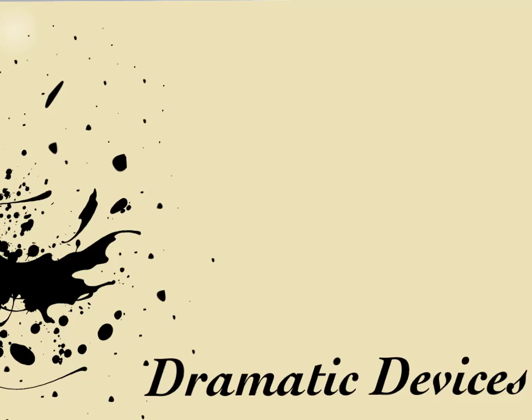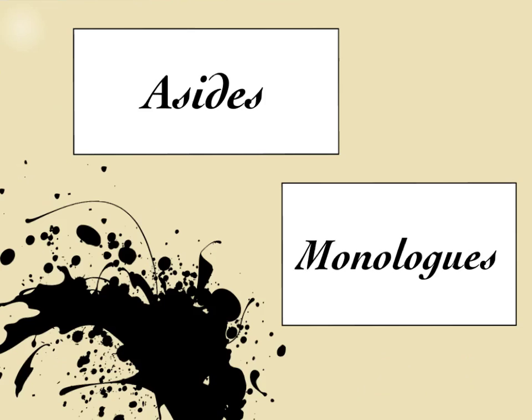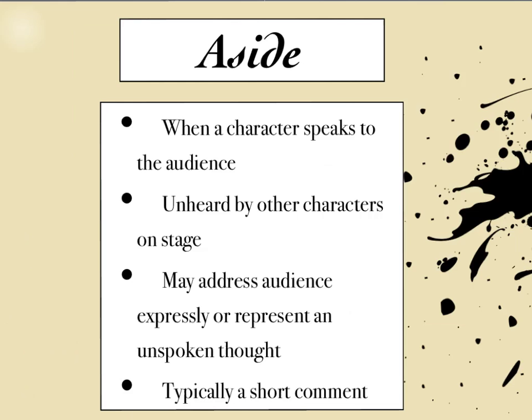Today you are watching a video on dramatic devices. This is part one of a series of videos on these particular literary devices. Today we'll be talking a little bit about asides and monologues, two dramatic devices that we have already been introduced to just in the first act of Romeo and Juliet. Let's start things off with the aside.